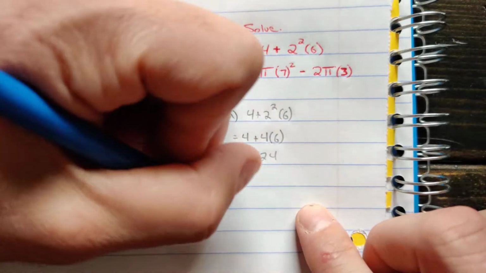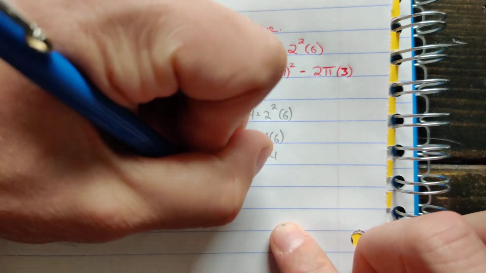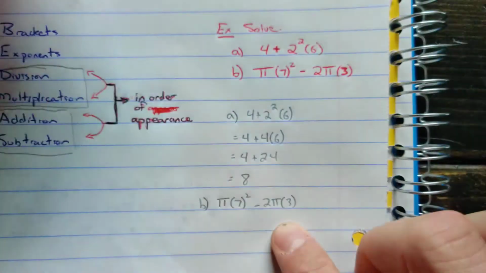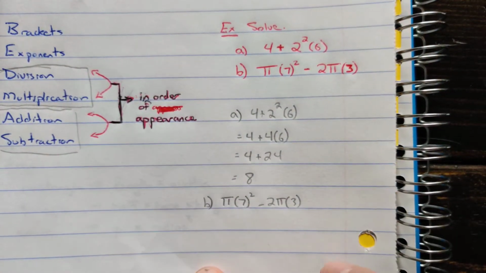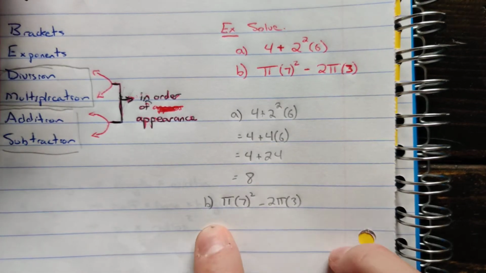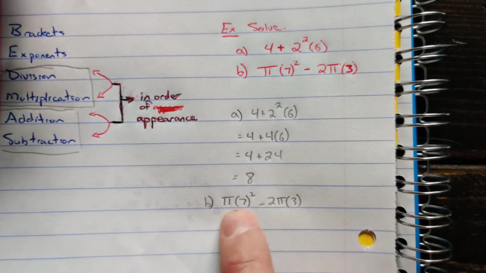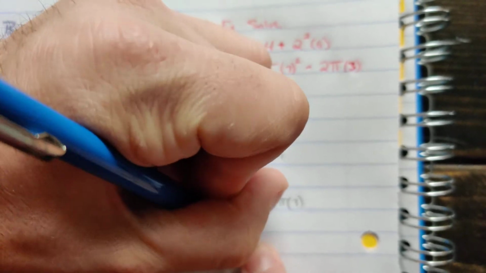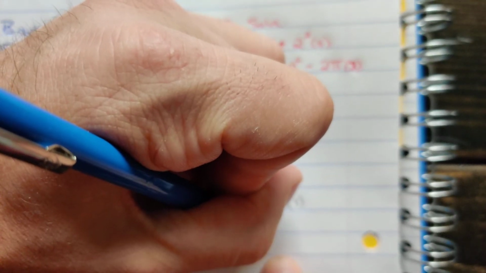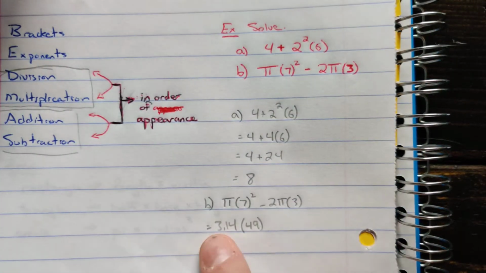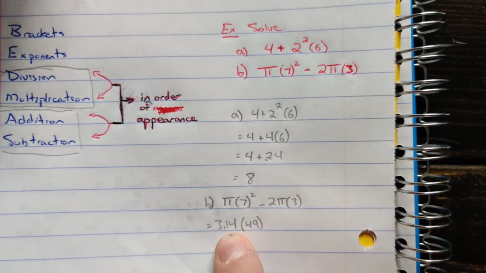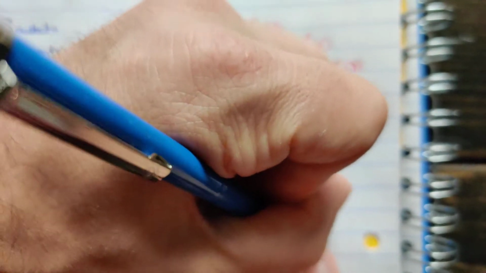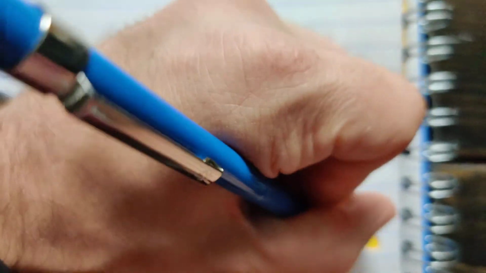In our second case, B, we have pi times 7 squared minus 2 pi times 3. So again, we start with anything in the brackets. The numbers in the brackets, there's nothing to do there. They just mean they're going to be multiplied later. So we do our exponents. I'm going to rewrite the pi's along the way here. So that's 3.14. 7 squared is 49. So that's pi times 7 squared. So I'm going to leave 3.14 times the 49. And now in the second part here, we have 2 times 3.14 times 3.